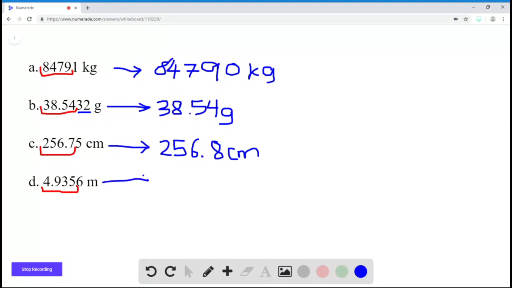And for this last one, because this last number is greater than 5, you're going to have to round this 5 up to a 6. So you would have 4.935 meters. And again, make sure that you don't add a 0, because when the 0 is to the right of the decimal point, it is not a placeholder 0. It is actually a significant figure. So this is how you would round all of these.